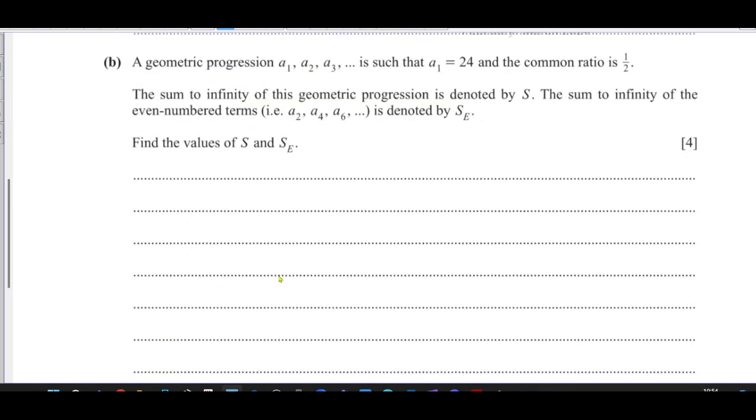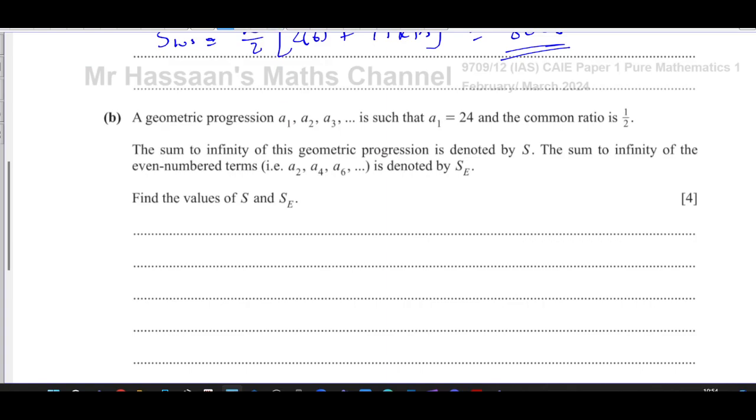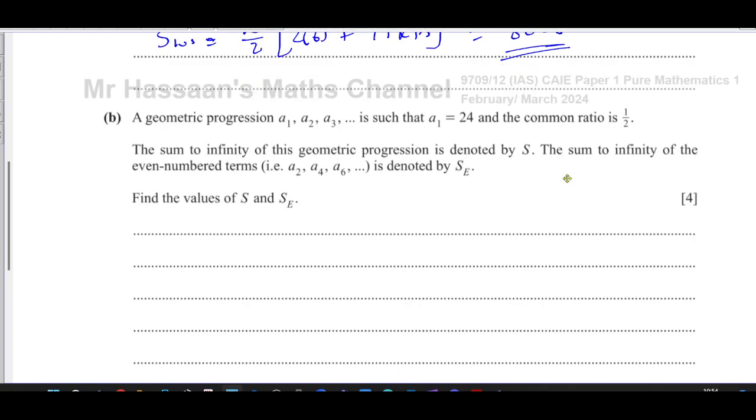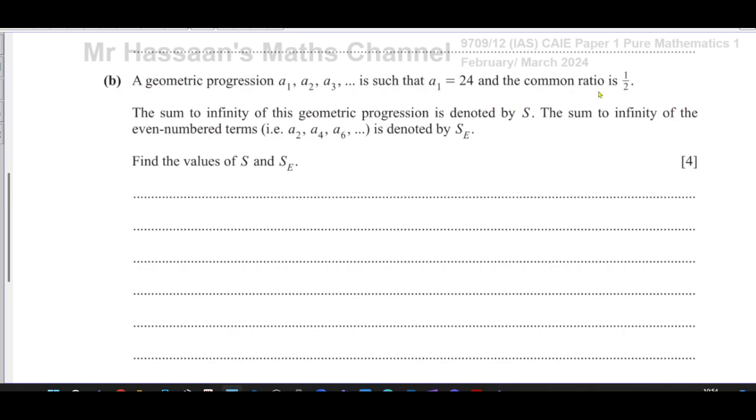It says a geometric progression, A1, A2, A3, and so on, is such that A1 equals 24 and the common ratio is a half. The sum to infinity of this geometric progression is denoted by S. The sum to infinity of the even numbered terms, A2, A4, A6, is denoted by SE. Find the values of S and SE. Let's start with the first one, S.